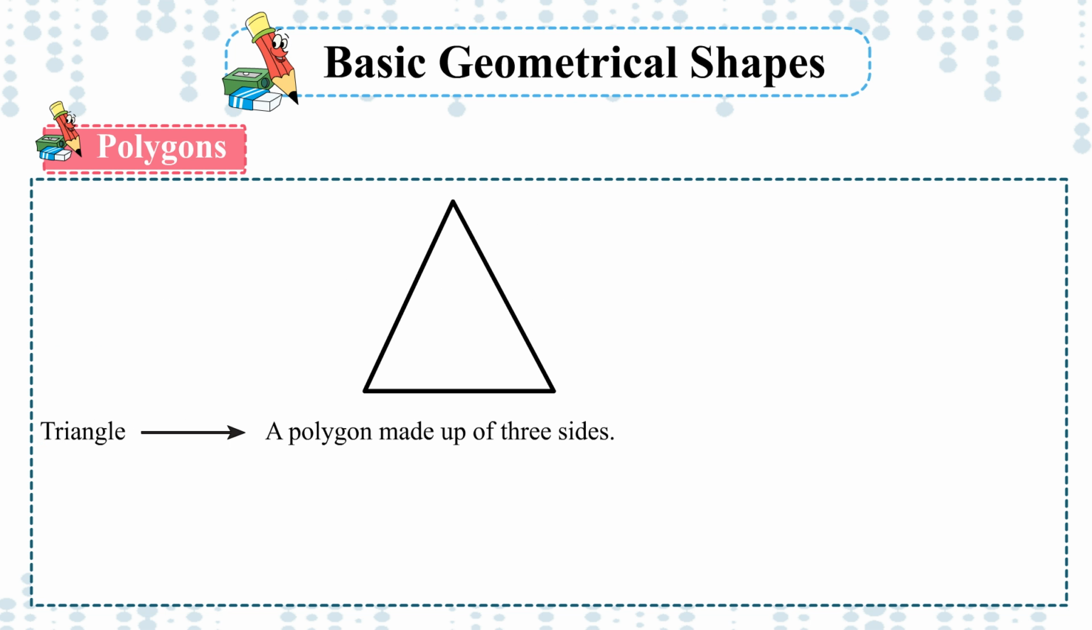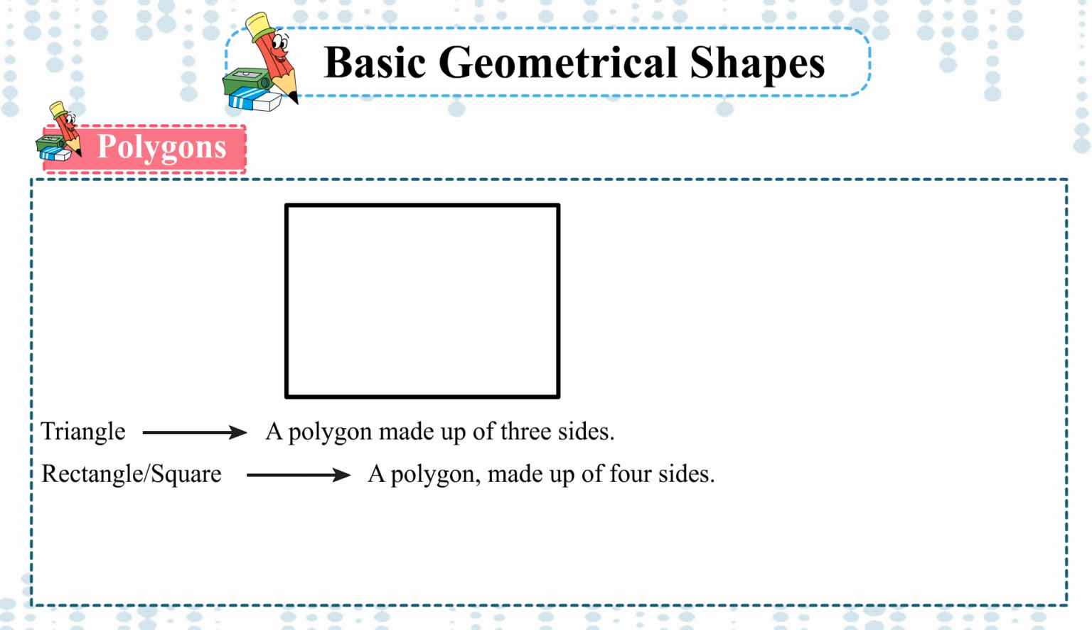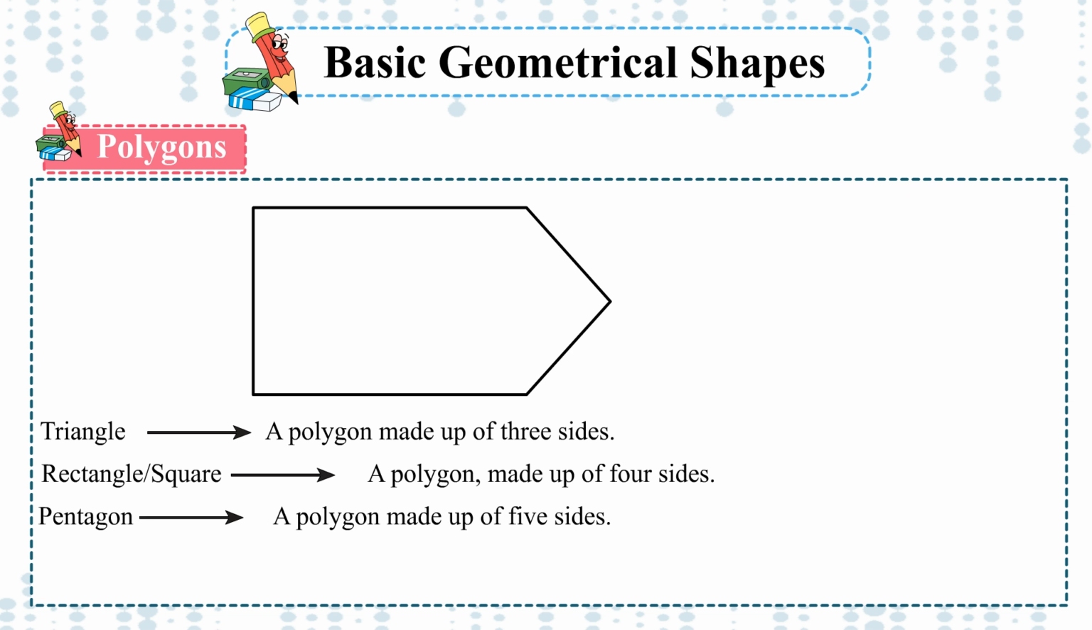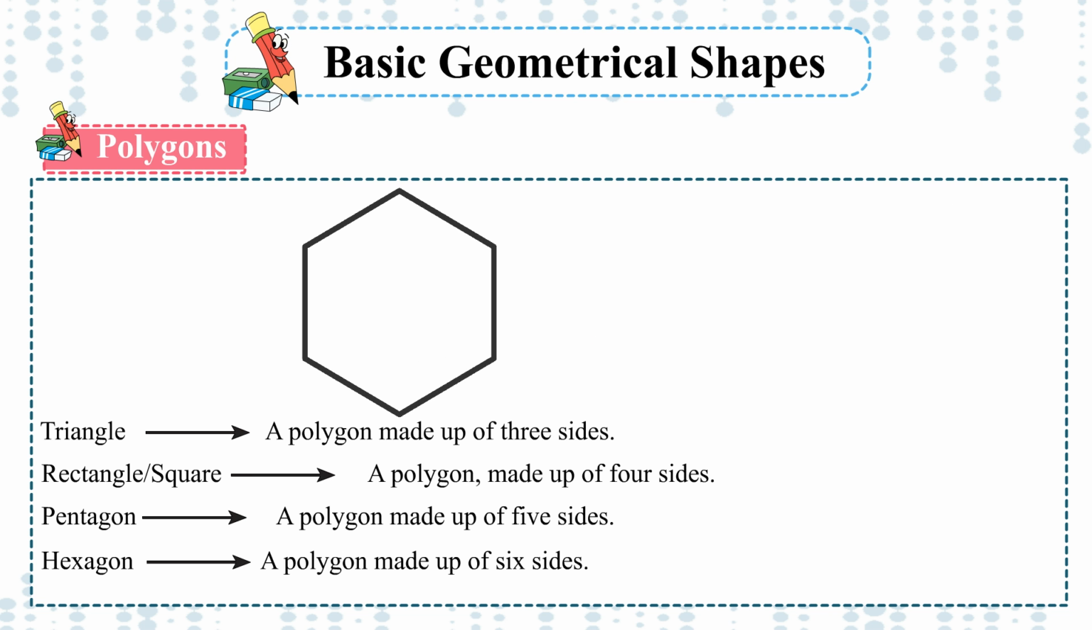Examples. Triangle. A polygon made up of 3 sides. Rectangle. Square. A polygon made up of 4 sides. Pentagon. A polygon made up of 5 sides. Hexagon. A polygon made up of 6 sides.